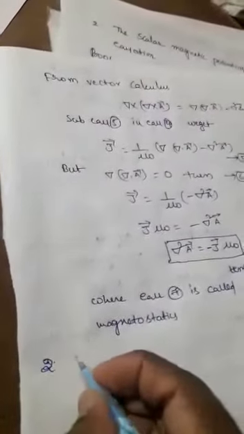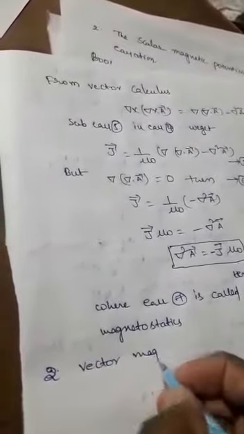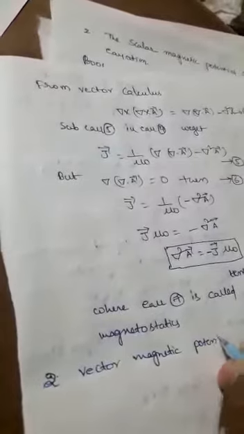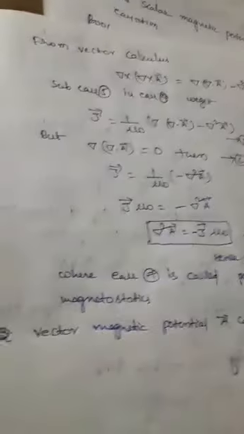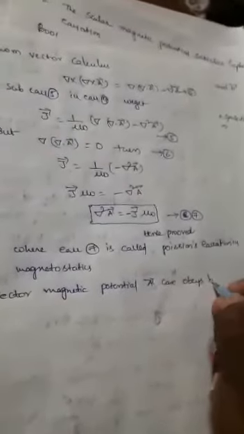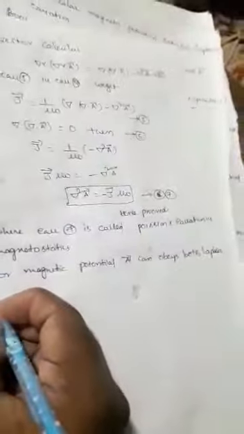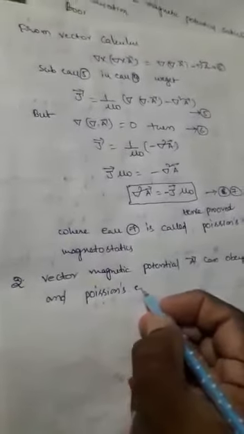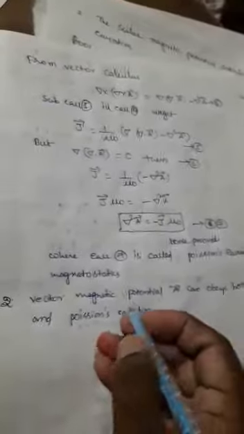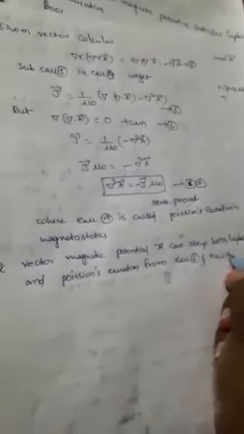Then the next property, the second property, is that vector magnetic potential A bar obeys both Laplace's and Poisson's equations, from equation 6 and equation 7.